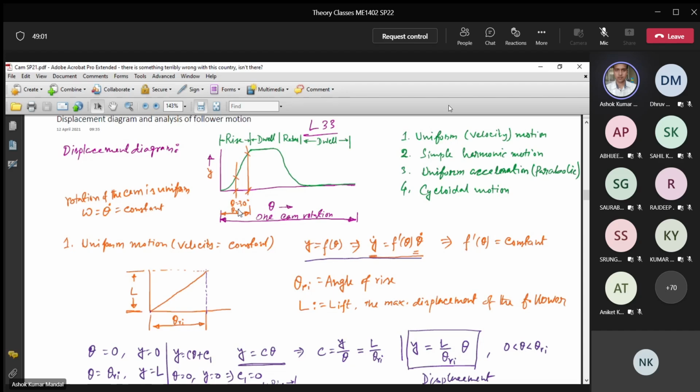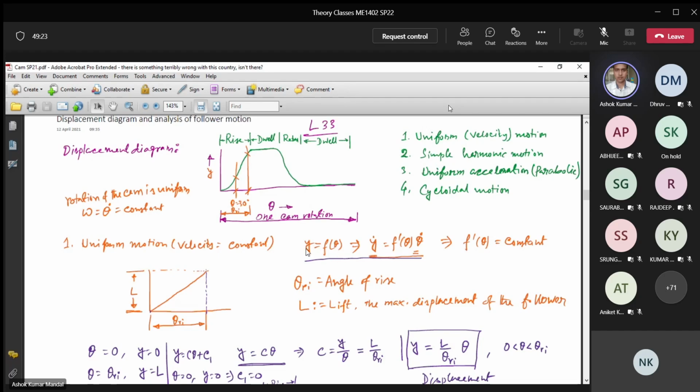Uniform motion means uniform velocity. Uniform velocity of what? The follower motion. The follower is moving with uniform velocity. The cam is rotating, and the follower is moving with uniform velocity throughout this rise. So we need to express y equals f of theta.